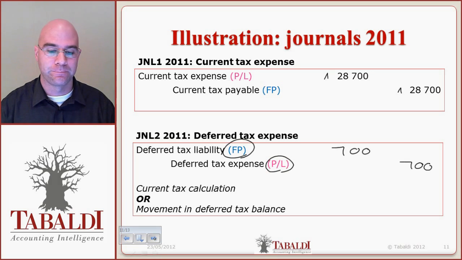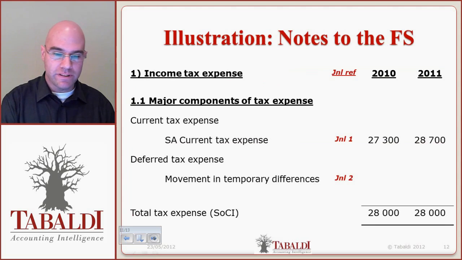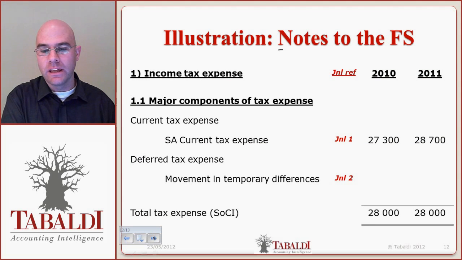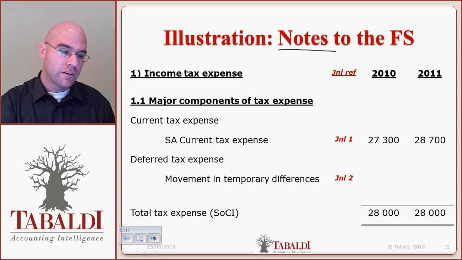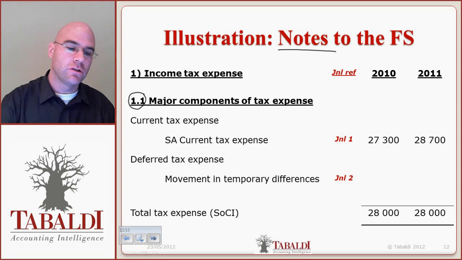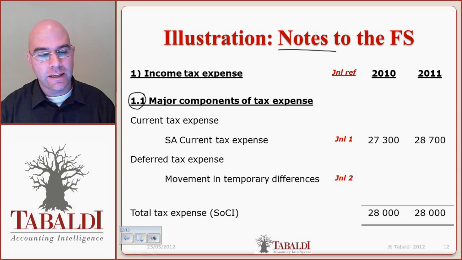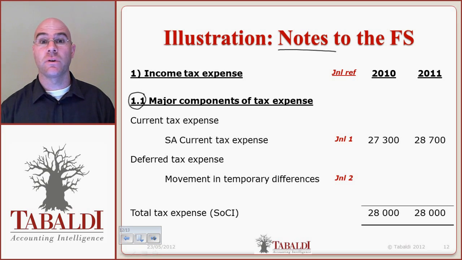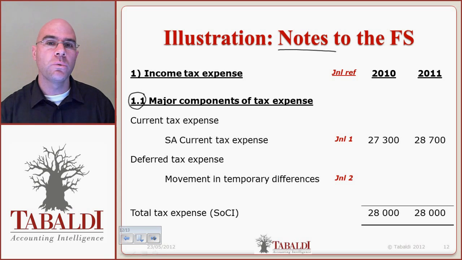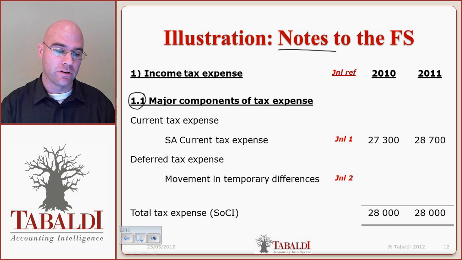a credit, an income. To finish off, let's have a look at what the disclosure in the notes to the financial statements, very simplified, would look like. The first note that you always need to do is your income tax expense. And the income tax expense note is made up of two items: the major components of tax expense, as well as your tax rate reconciliation. Because there's no reconciliation required for this illustration, I'm only going to do the major components.